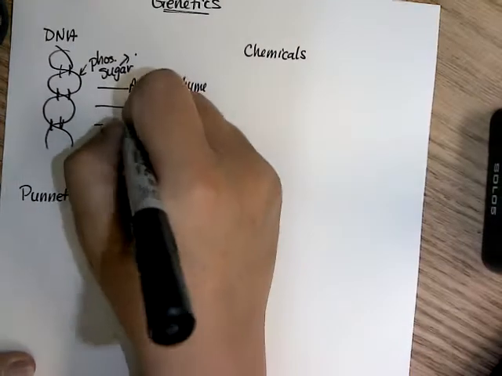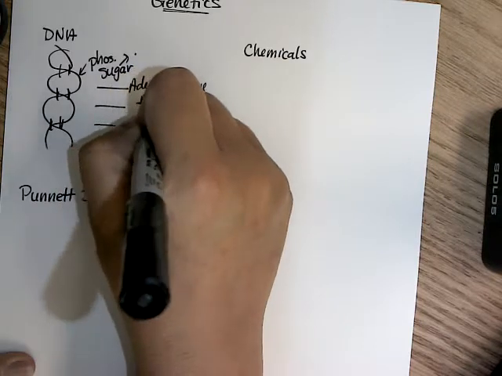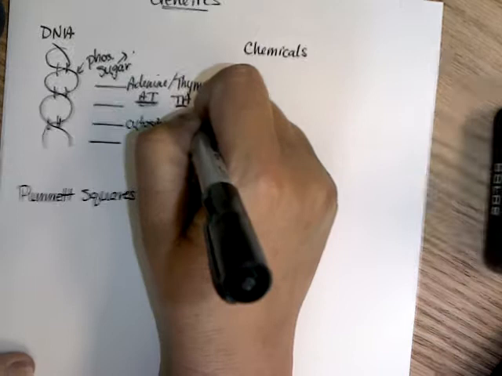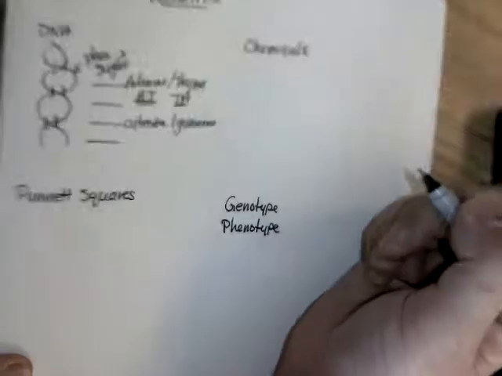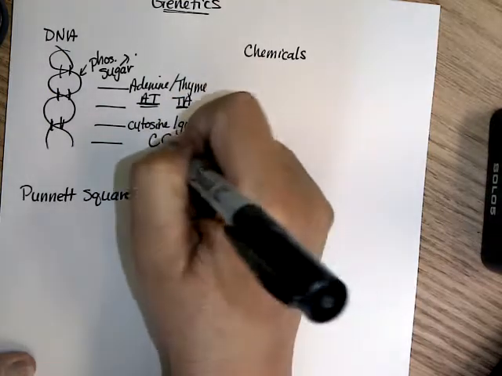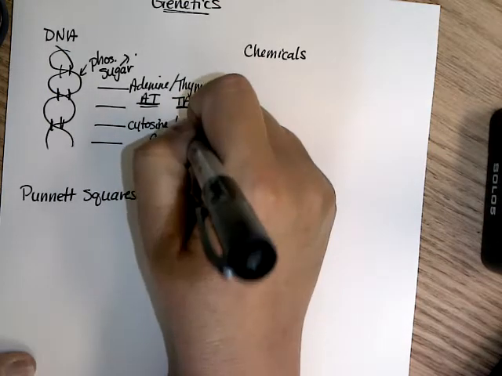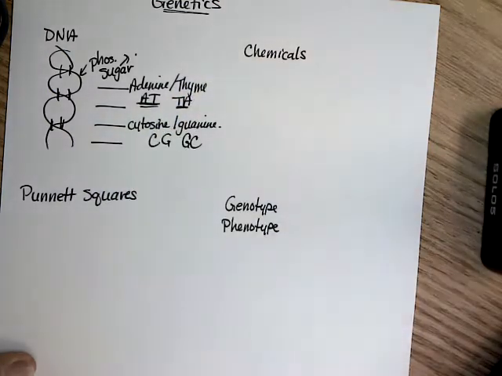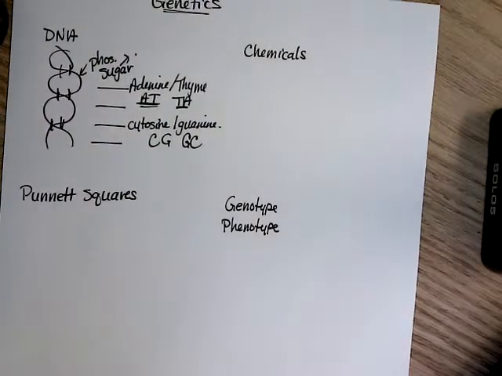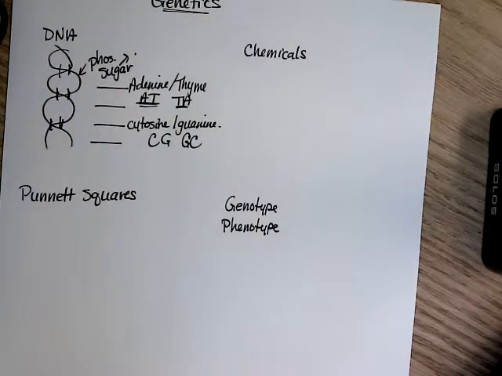The other base pair is cytosine with guanine. And again, those are paired up. C is always going to go with G, or you can reverse that. G is always going to go with C. So it kind of helps you to figure out what those are going to be partnered up with.